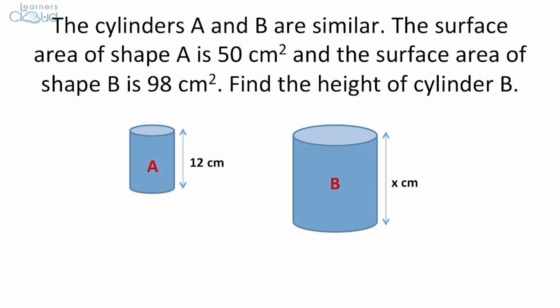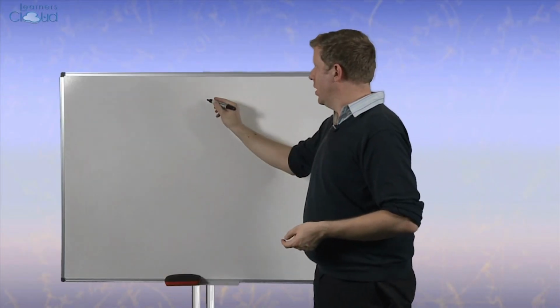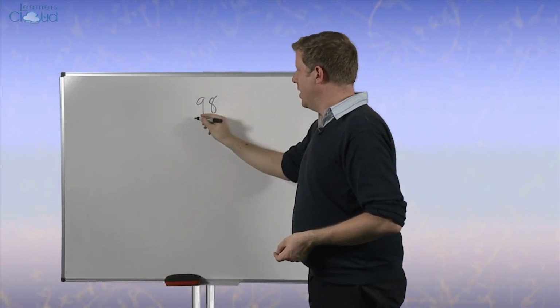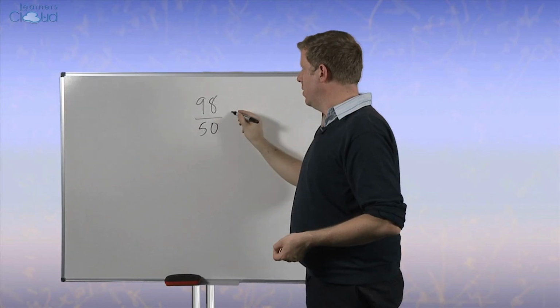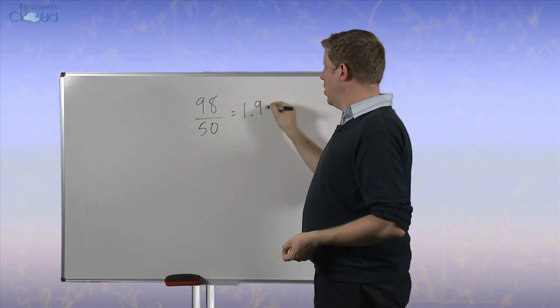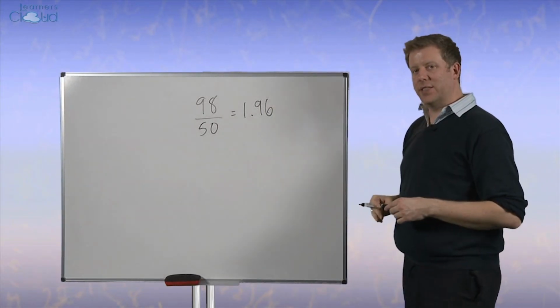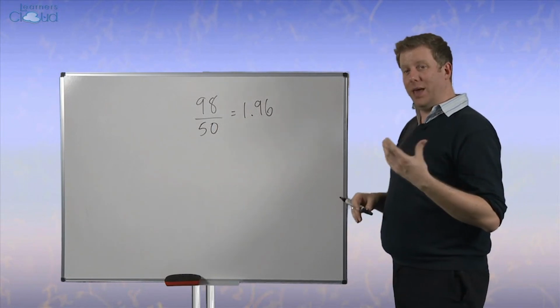So essentially this is working backwards from the way we've just worked in the previous question. They tell us the two areas, and what we need to do now is to work backwards to find out what that scale factor is. We can work out what the scale factor squared is by simply dividing the two areas. So if we divide 98 by 50, it gives us 1.96. Now think about what that value means.